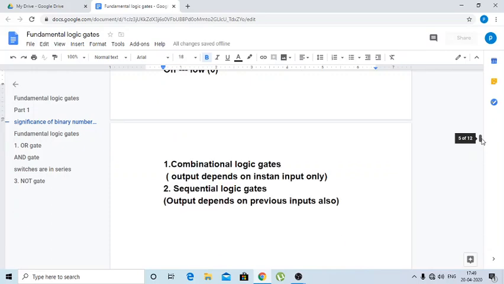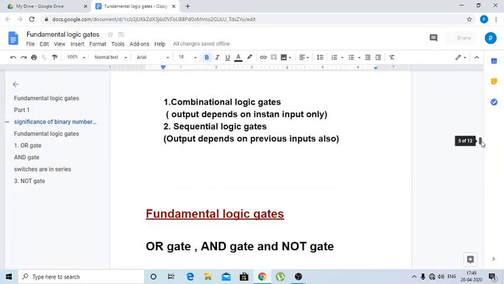Here the logic gates can be divided into two categories, two types. One is the combinational logic gates, and the second one is sequential logic gates. The basic difference between these two is that, in combinational logic gates, the output value at present depends upon the present input value only, the instant input value only. The output value does not depend upon previous input values. So this is a combinational logic gate.